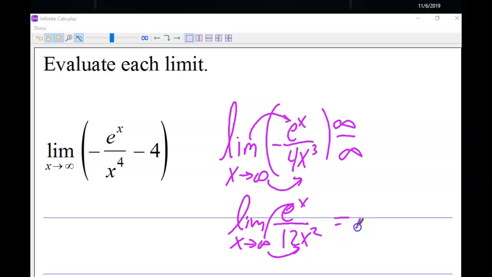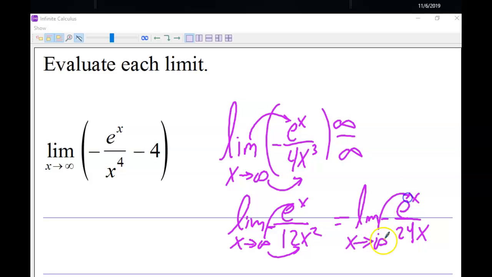Since we have infinity over infinity, we're going to take the derivative again. So derivative of e to the x is e to the x still. That's not changing. I lost my negative there last time. That should still be there. The bottom's 24x.